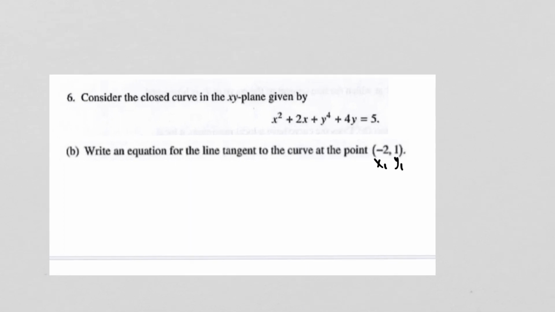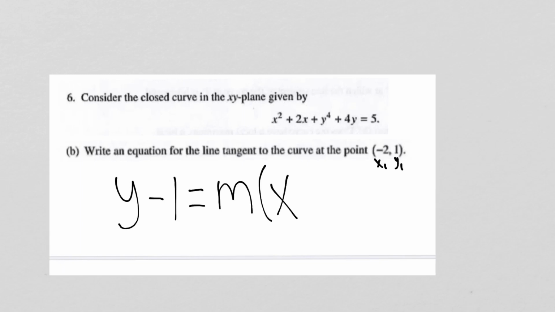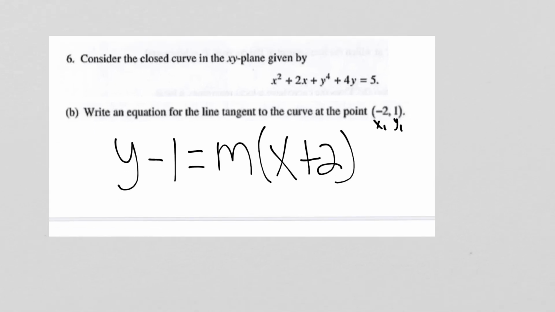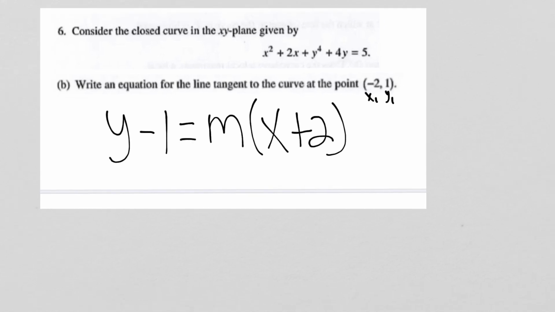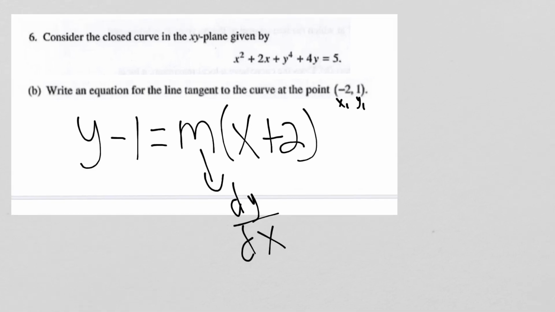So we are going to write y minus y1, which is 1, equals m times x minus -2, which is going to end up being just x plus 2. So all we need to do is determine what m is at this point. To do that, we're going to need to find dy/dx because that'll tell us our slope depending on our y and our x values.